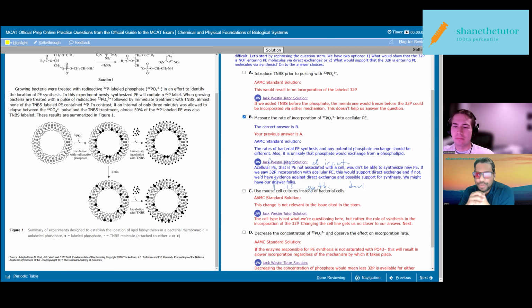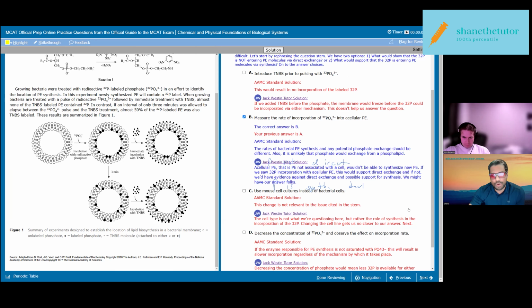All right, the rates of bacterial PE synthesis and any potential phosphate exchange should be different. Also, it's unlikely that a phosphate would exchange from a phospholipid. Acellular PE, which is PE that is not associated with a cell, wouldn't be able to synthesize new PE. If we saw P incorporation with acellular PE, this would support the direct exchange. And if not, we'd have evidence against the direct exchange.